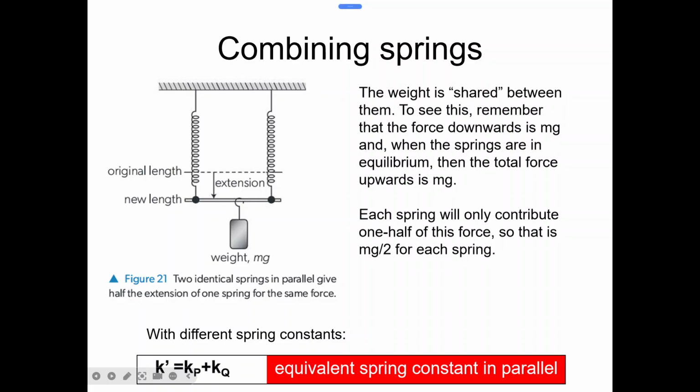Actually, think of it like this. When you combine two springs in parallel, what if you put them together? You're basically making it thicker. If it's thicker, it's more difficult to stretch, right? So that is the reason why we add the constants together.